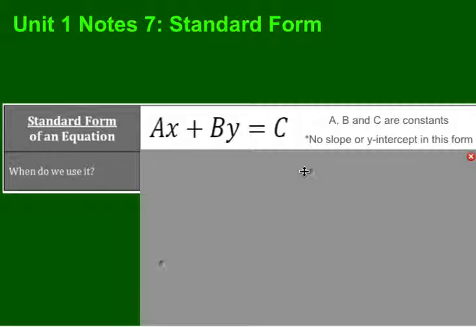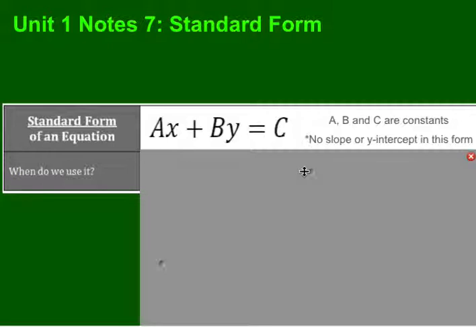So a standard form of equation is ax plus by is equal to c. In this form, a, b, and c are all constants, and that just means that they are numbers. Okay, there's no slope, and there's also no y-intercept in this form.